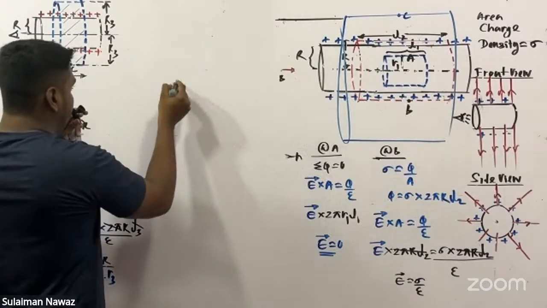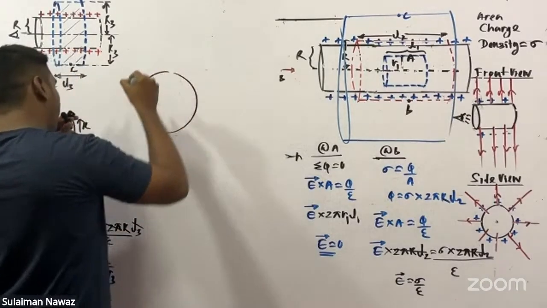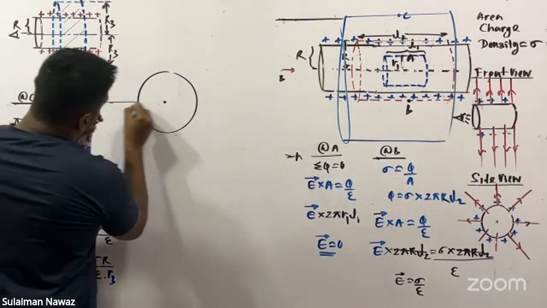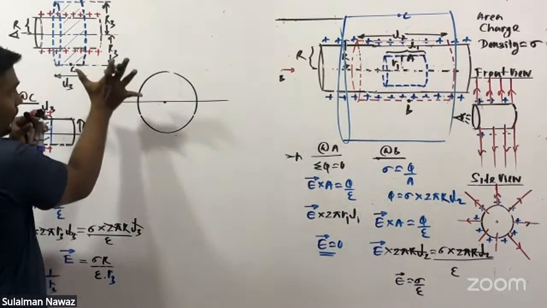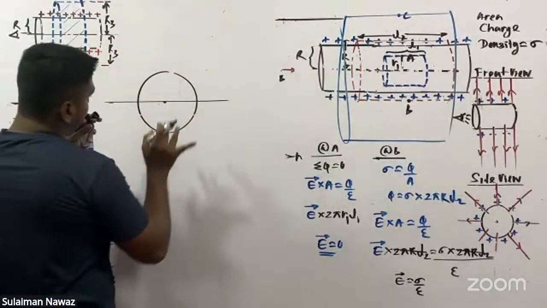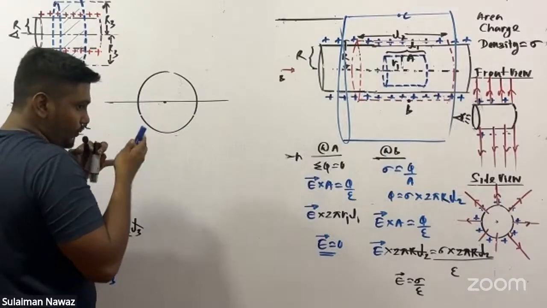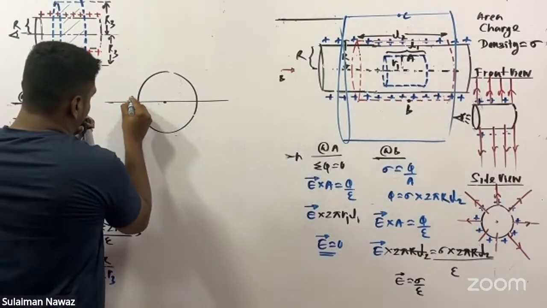I draw a bit large cylinder. Center is the side view of the hollow conductor cylinder. I don't know whether some people understand or not, I have no idea. If you have a doubt, you can ask.